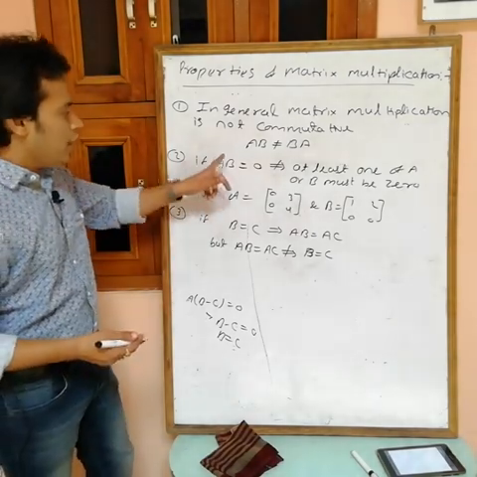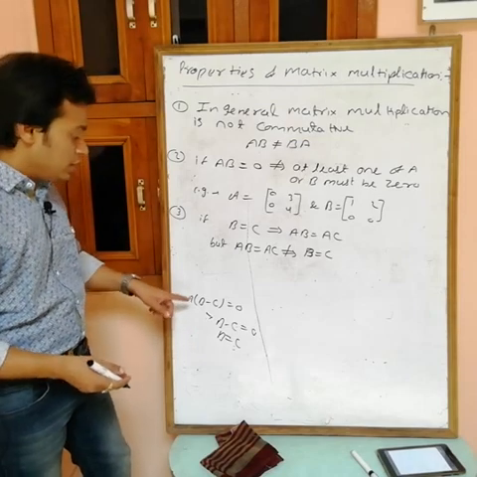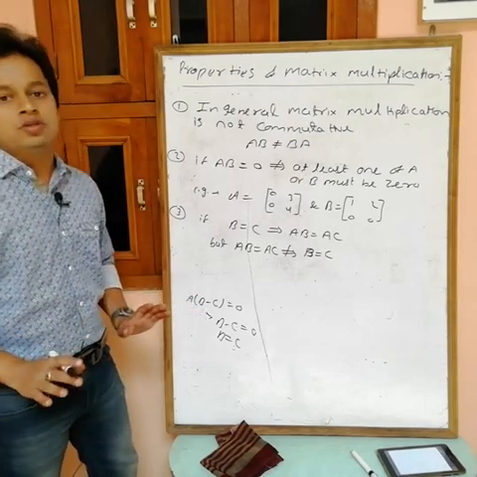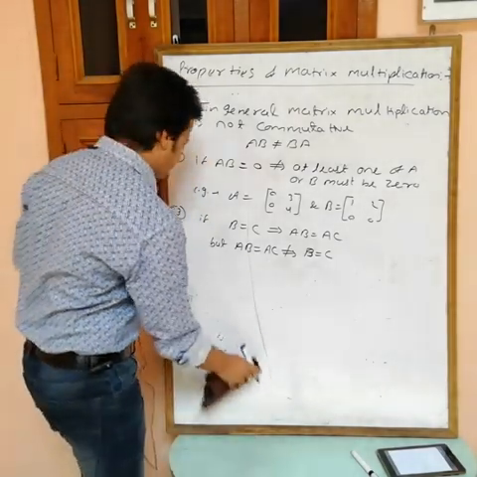And we know that if the product of two matrices A into B is equal to the null matrix, it is not necessary that at least one of these two is 0. So you can't say that B equals C from AB equals AC.